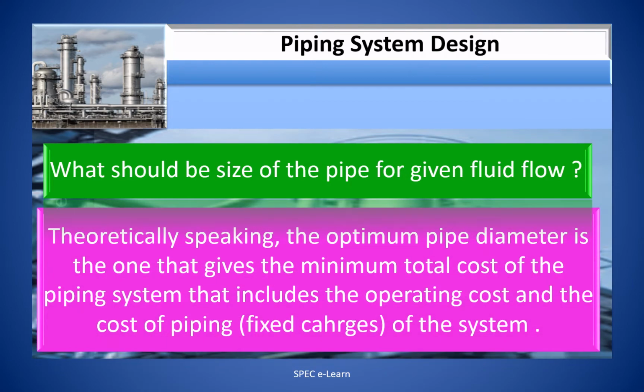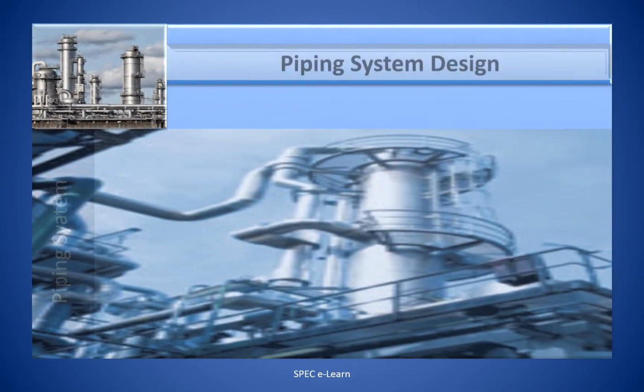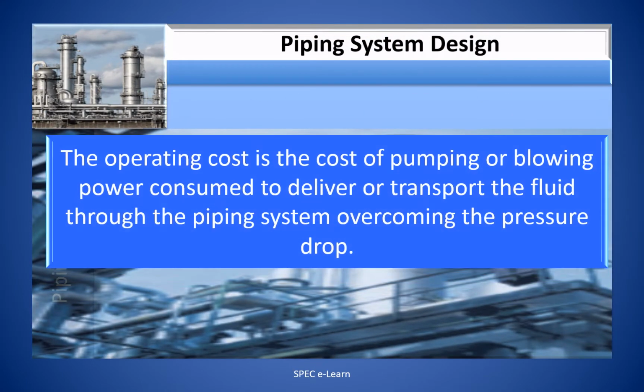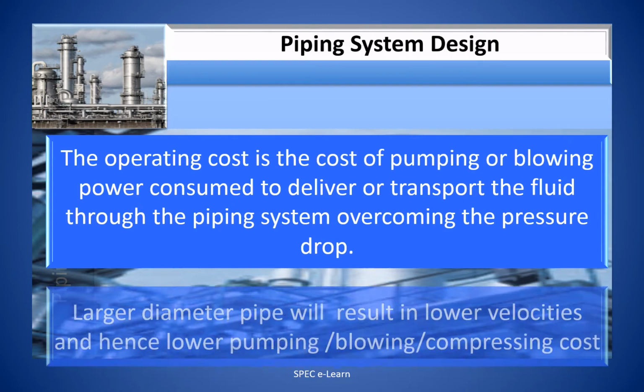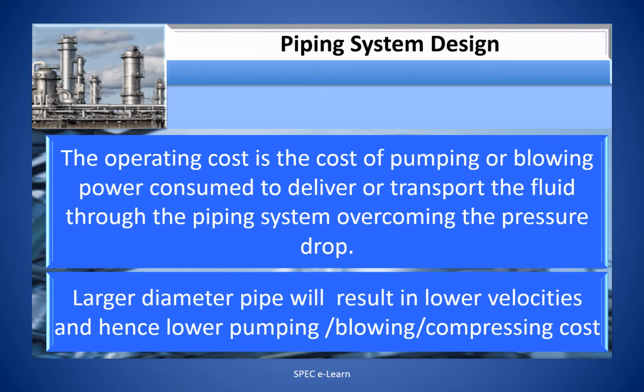Theoretically speaking, the optimum pipe diameter is the one that gives a minimum total cost of the piping system. That includes the operating cost and the fixed charges, that is the cost of piping, of the system. The operating cost is the cost of pumping or blowing power consumed to deliver or transport the fluid through the piping system, overcoming the pressure drop. Larger diameter pipe will result in lower velocities and hence lower pumping or blowing or compression cost.